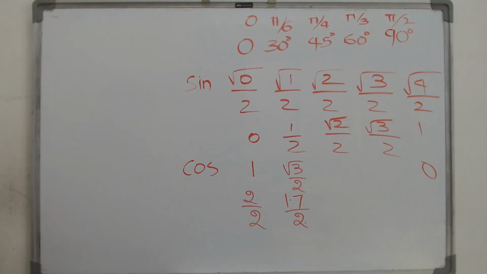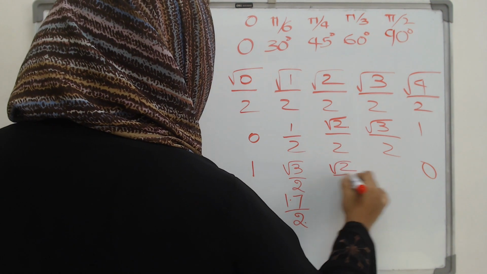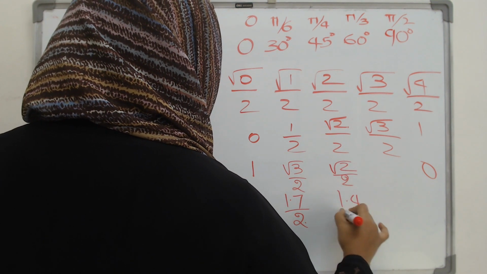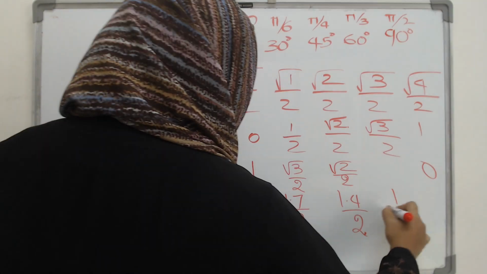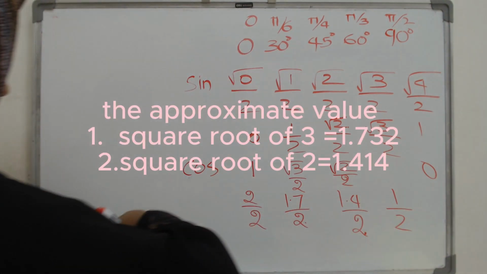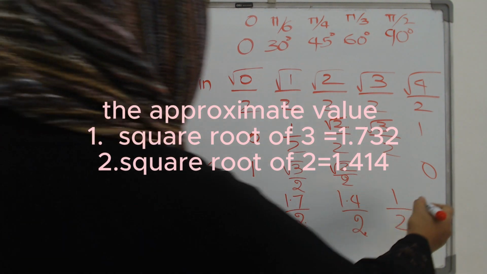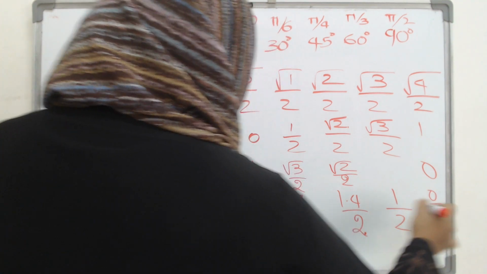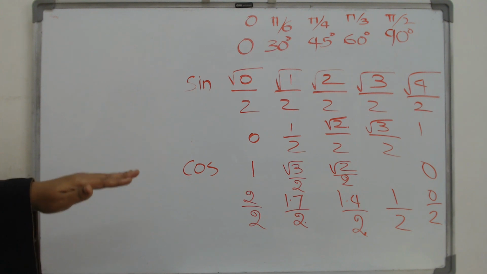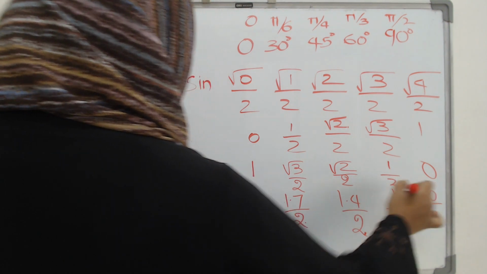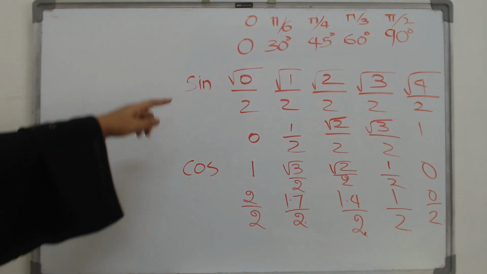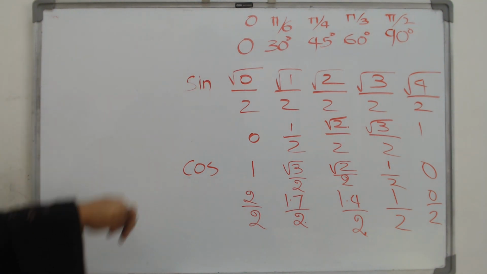Then after that what comes? Root 2 by 2 comes. Why? This is 1.4 by 2. So you see the values are slowly decreasing. Your denominator remains the same, but what is happening with your numerator? Your numerator is slowly decreasing. So these are your cosine values. One increasing, the other one decreasing.